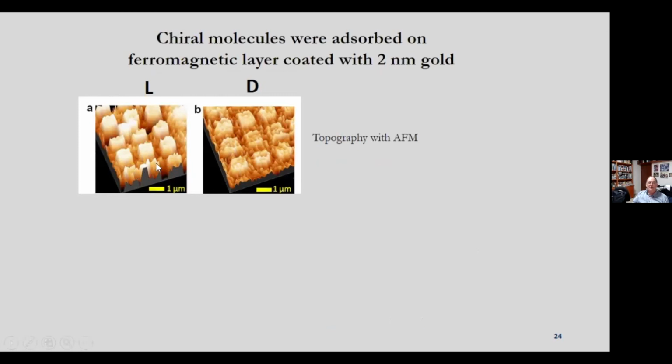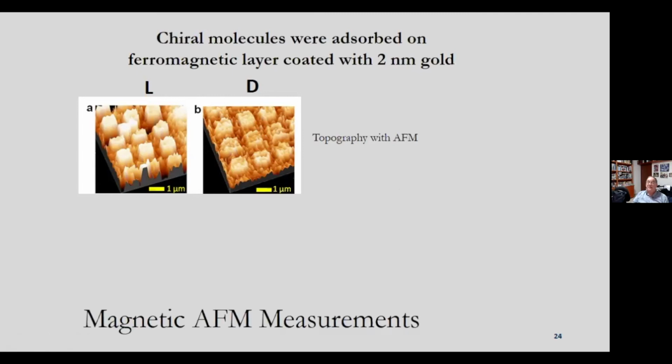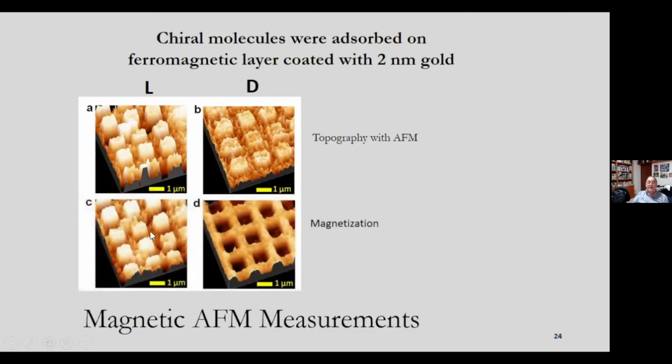And there is a pattern here, the oligopeptides that were adsorbed on the ferromagnet. And now that's the topography, and you see clearly the squares of the two molecules. Now we came with a magnetic FM tip and measured the magnetic force. And here is what we get. For the L enantiomer, we get the magnetism pointing up. For the D, it's pointing down.